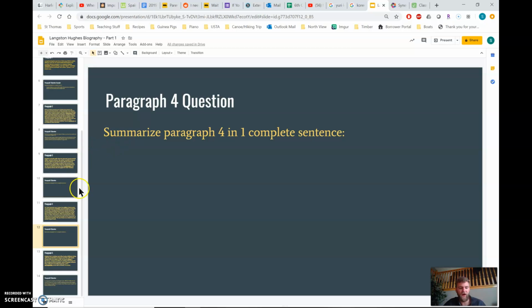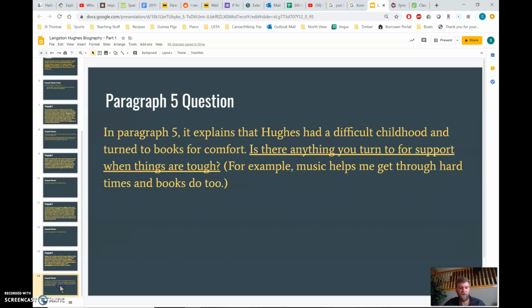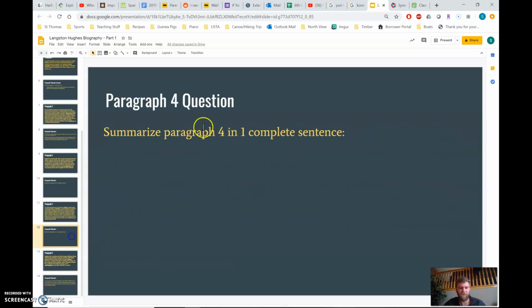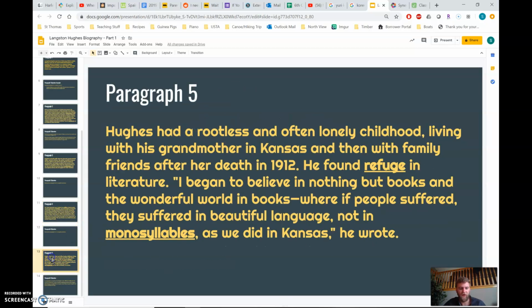So summarize this paragraph, summarize that in one complete sentence. Paragraph 4. All right, last paragraph, paragraph 5.